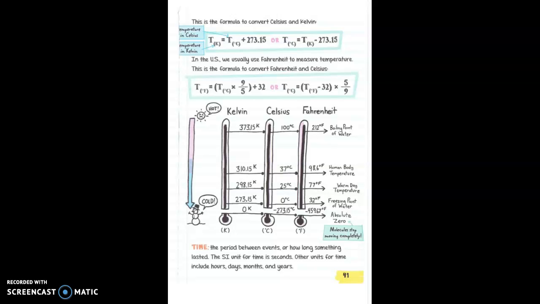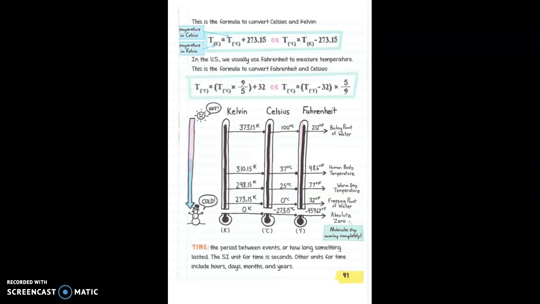The reason why they came up with Kelvin is because at absolute zero, molecules stop moving completely. This is not a temperature that we would find on Earth. This is a temperature that is in a lab because it is negative 459.67 degrees Fahrenheit. So we would not experience that on Earth.